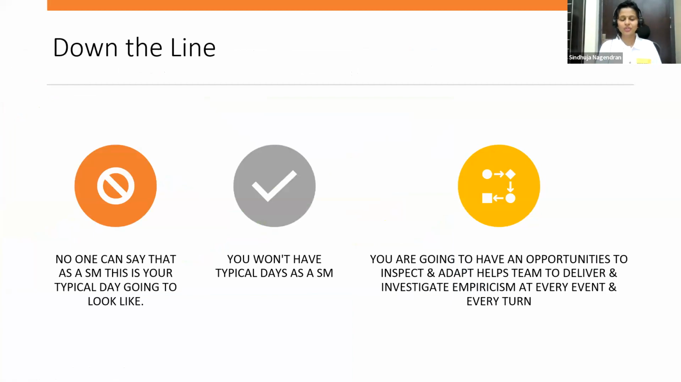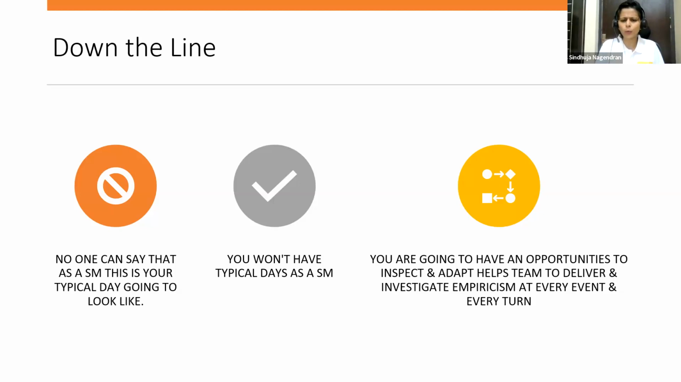Down the line, no one can define accurately that as a Scrum Master, this is how your typical day is going to look. It's very unpredictable. Every organization, every team, every individual program, every individual Scrum Master will differ in their ways of working. We cannot come to any conclusion stating that this must be the typical day. So you won't have a typical day as a Scrum Master.